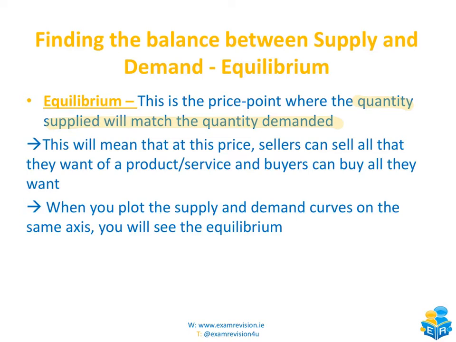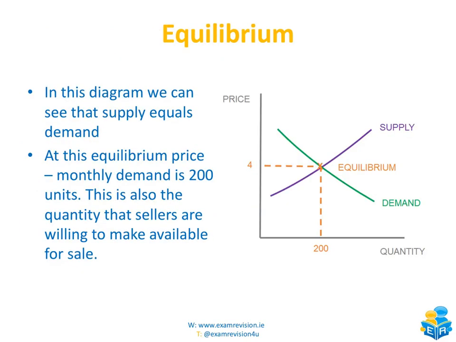The sellers are happy because they're able to produce and distribute and supply everything that they would like to, and the buyers also have enough money and are able to afford to buy the product up to the amount that they would like. And when you plot the supply and demand curves on the same axis, that's when you see equilibrium. So we'll have a look at that now.